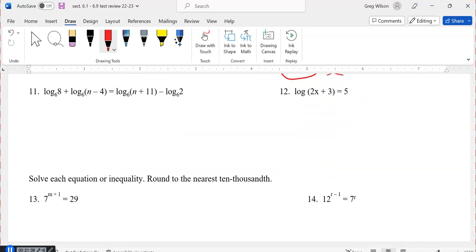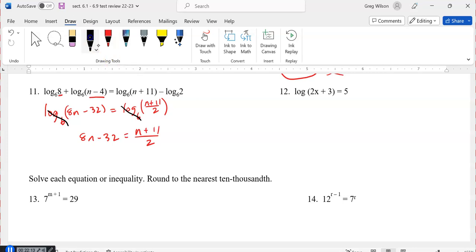Number 11, I've got the product property on the left side. So 1 log of the product of 8 times n minus 4. And then I've got the quotient property on the right side. So they're being subtracted. But I've still got the log property of equality. So I solve 8n minus 32 equals n plus 11 over 2. So just multiply by 2. That will get rid of that denominator. Do the same thing on the other side.